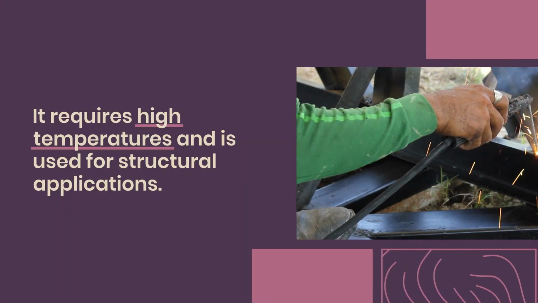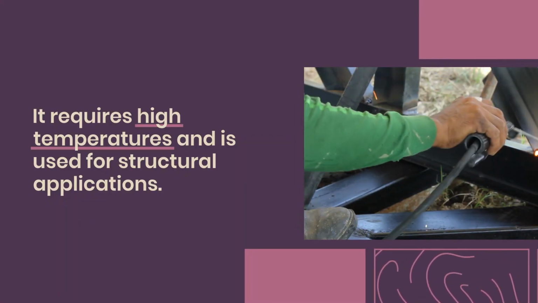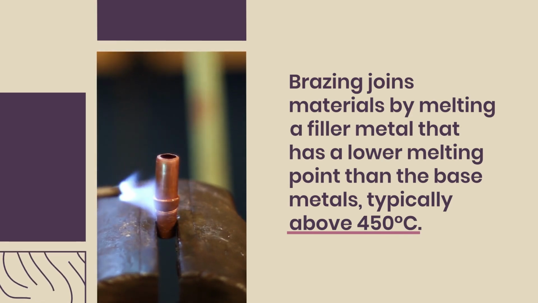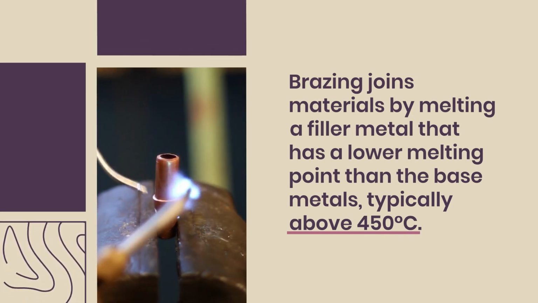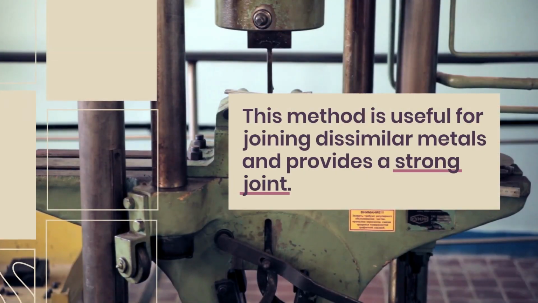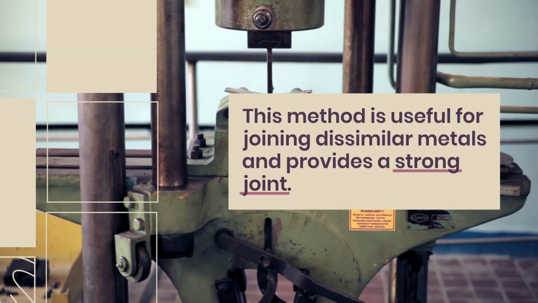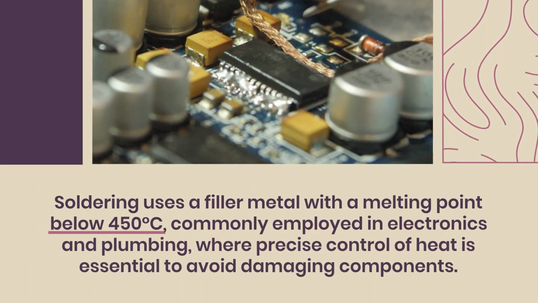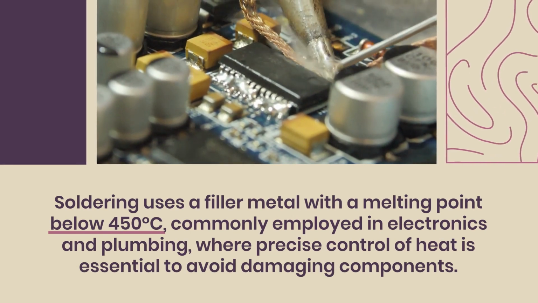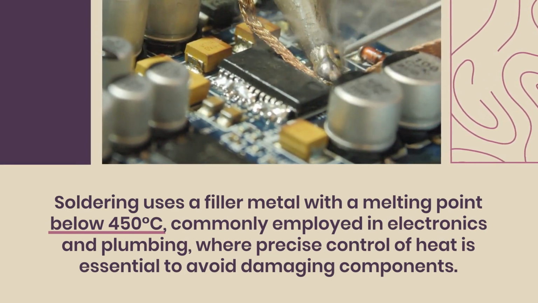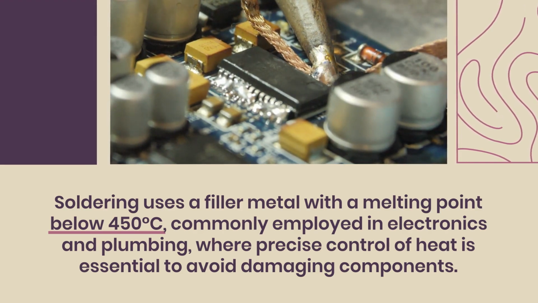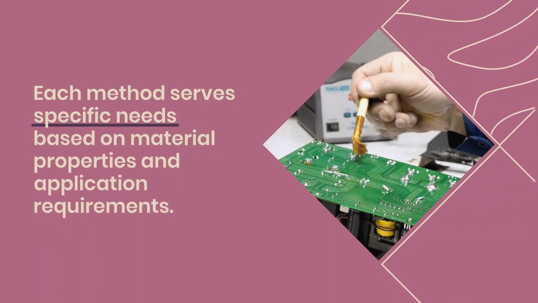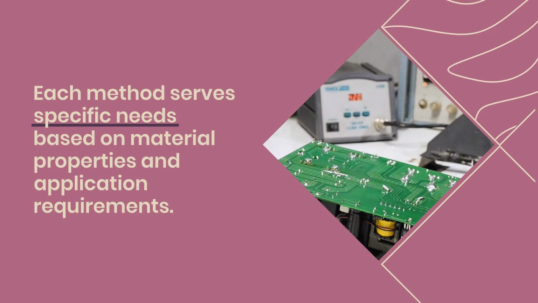It requires high temperatures and is used for structural applications. Brazing joins materials by melting a filler metal that has a lower melting point than the base metals, typically above 450 degrees Celsius. This method is useful for joining dissimilar metals and provides a strong joint. Soldering uses a filler metal with a melting point below 450 degrees Celsius, commonly employed in electronics and plumbing, where precise control of heat is essential to avoid damaging components. Each method serves specific needs based on material properties and application requirements.